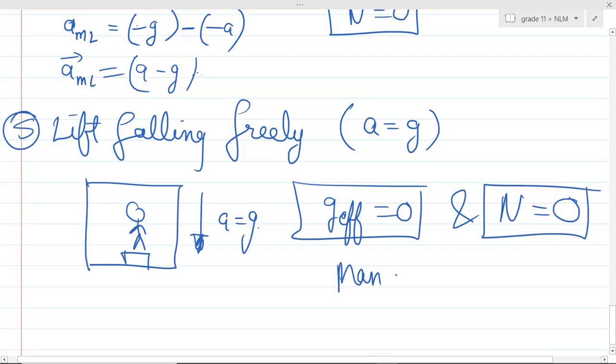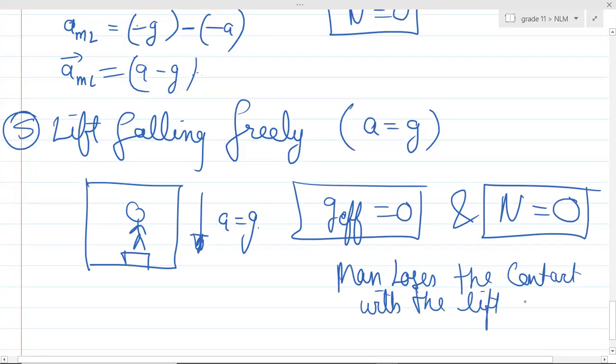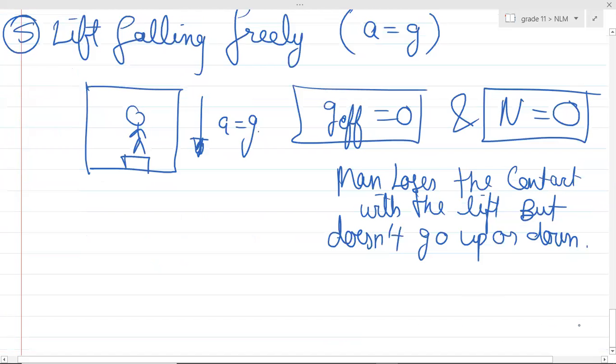That implies the man loses contact with the lift, but doesn't go up or down, you know? He'll just stay suspended in the air, right? Suspended in the air, with respect to the lift we are talking, you know? But he will come down now as well. Obviously, he is coming down. In the ground frame, see, even the lift is falling, even the man is falling.